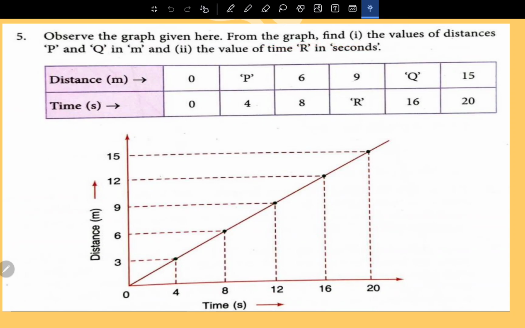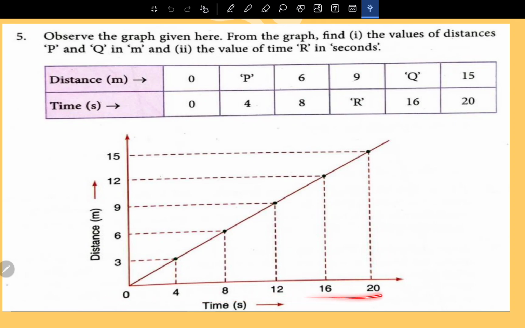Now question number 5: observe the graph given here. From the graph find, first, the value of distance P and Q. This is P and this is Q in meter. It has to be measured in meter. And second, the value of time R in seconds. Here it has to be in seconds.